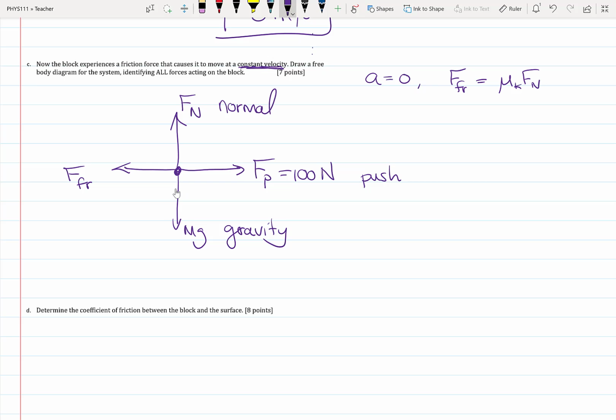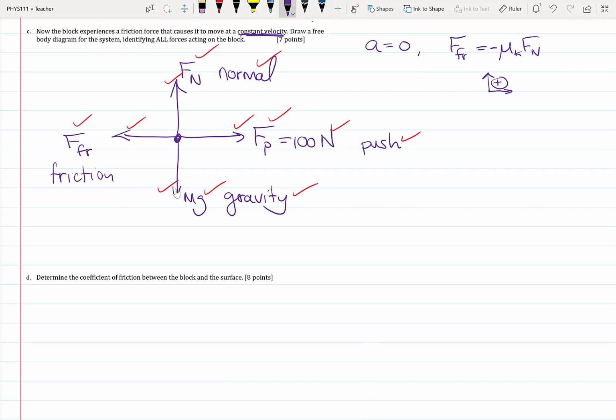Okay, and of course, if the direction is chosen like this, then that frictional force is obviously pointing to the left, which is negative x, and so that's going to be negative mu k times the normal force. Very good. I think that's everything we need then. That would be the normal force with its direction, frictional force with its direction, the push force with its direction, and the gravitational force with its direction. And we have everything in there for 100% of the points on that question.